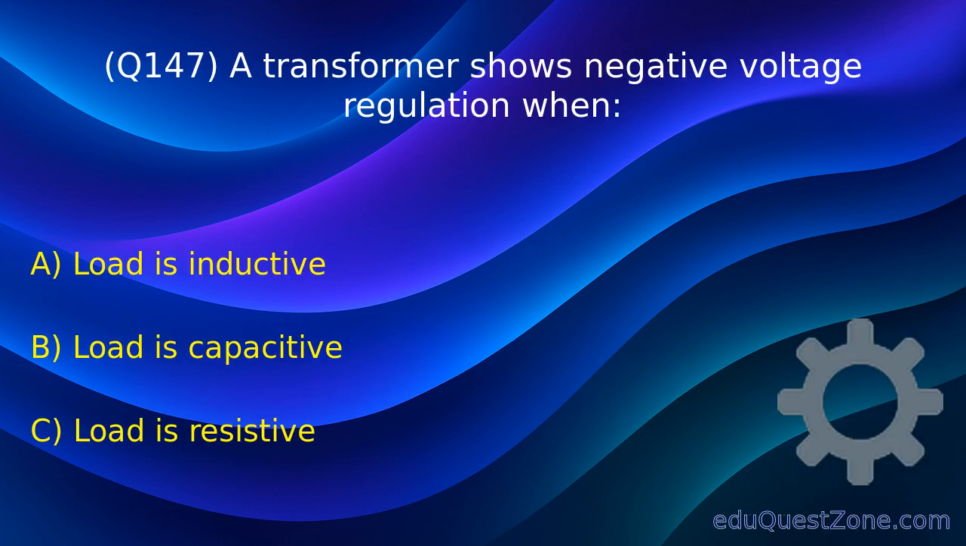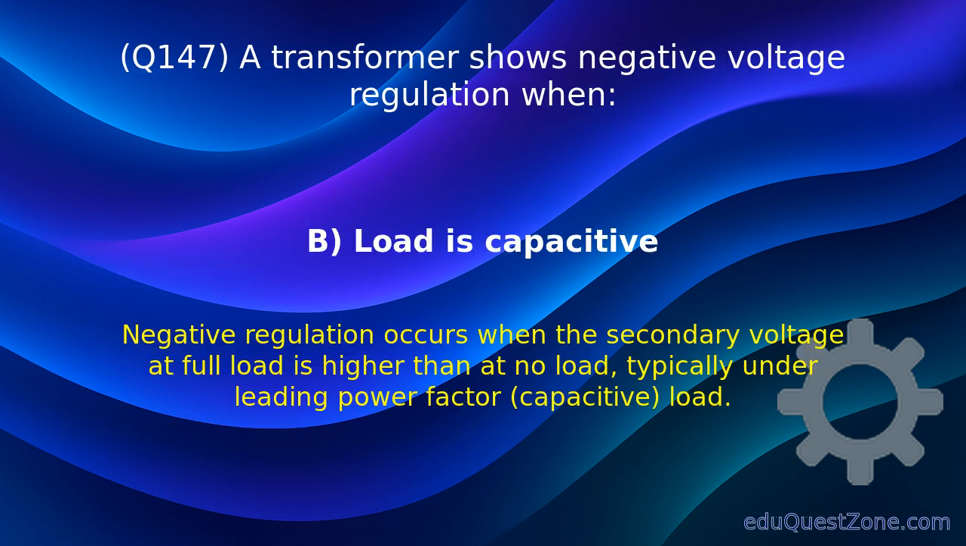Question 147. A transformer shows negative voltage regulation when... Option B, load is capacitive. Negative regulation occurs for a capacitive, leading power factor load.